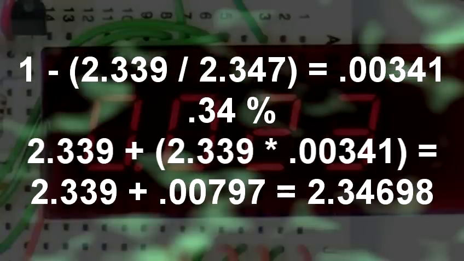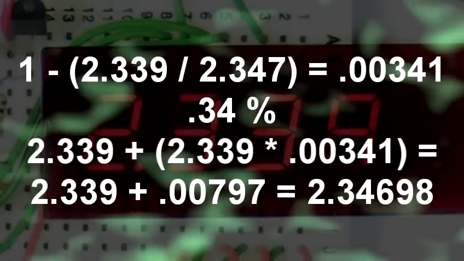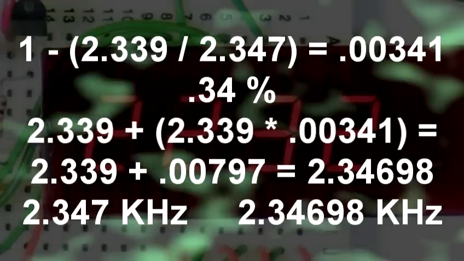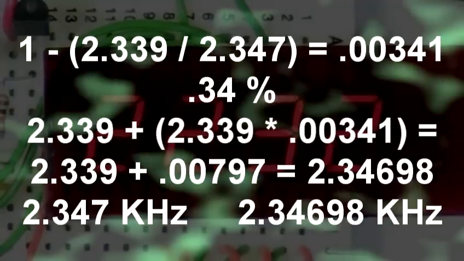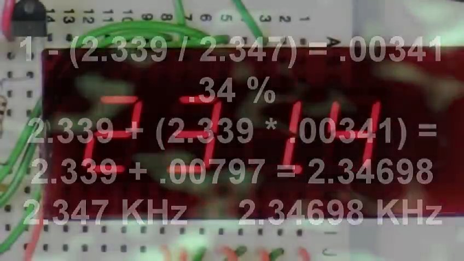So, 2.339 plus 2.339 multiplied by 0.00341 is equal to 2.339 plus 0.00797, and that gives us an answer of 2.34698. And our source frequency is 2.347 kHz, and our math gives us 2.34698 kHz. Okay then, so it's safe to say that this frequency counter has an accuracy of less than 0.5%. Wow, that's... yeah, wow. Okay, well, let's build this puppy.